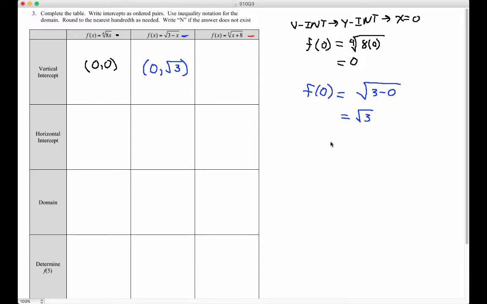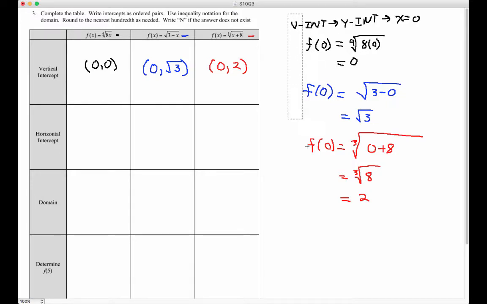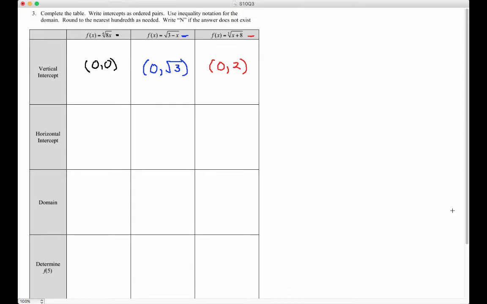Okay, and now for our last competing function f of x. We're at f of 0 again, and this time we are doing a cube root. And we've got the cube root of 0 plus 8, which gives us the cube root of 8, which is equal to 2, because 2 times 2 times 2 gives me back 8, and so we know that that one is at 0, 2. Okay, cool beans. All right, so we now have all of our vertical intercepts, or our y-intercepts. Let's get that sheet clean over here.